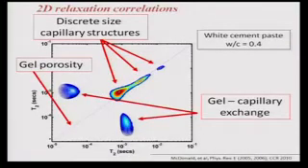Here you see an example of a white Portland cement, 0.4 water cement ratio, where it seems that we have discrete pore sizes, not a continuous distribution. And apparently we don't have any gel porosity here, except that we have a distribution between the gel and the capillary.